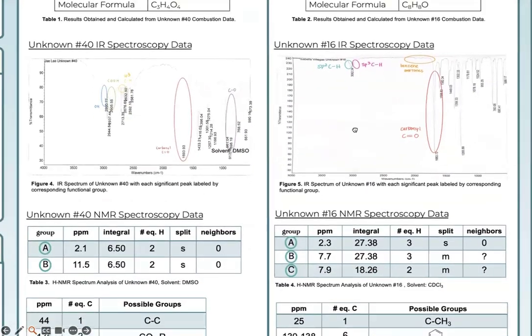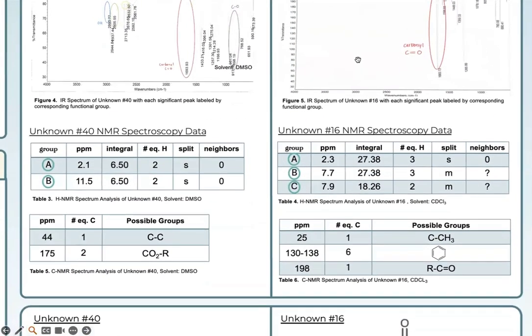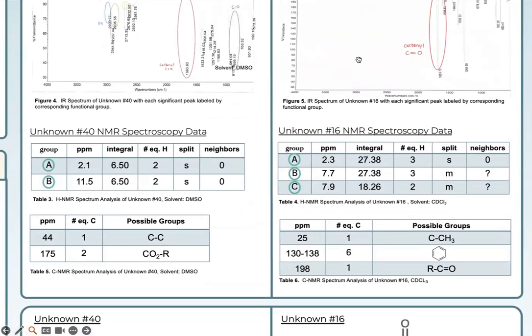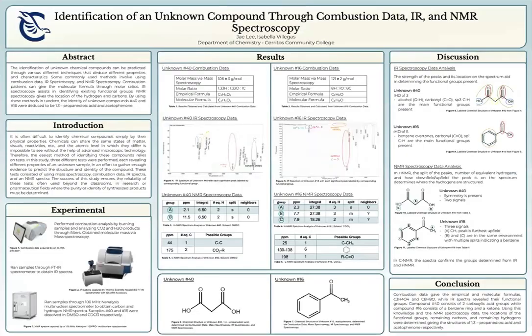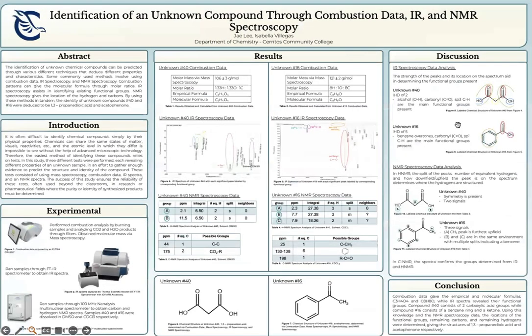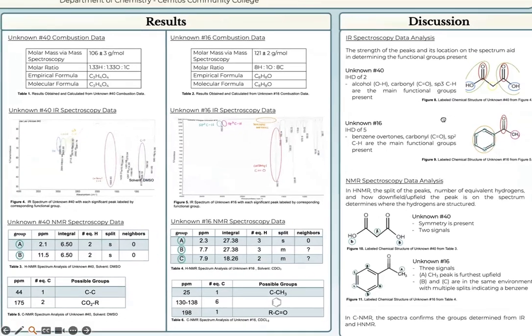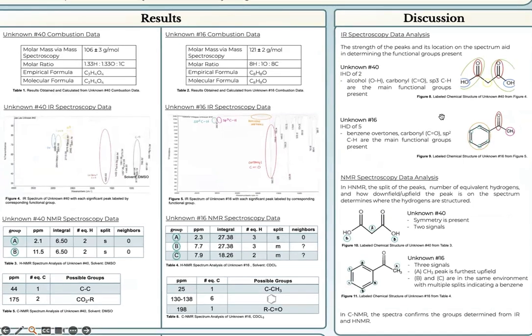And then finally, we looked at the NMR signals. There were two NMR spectra run, hydrogen NMR and carbon NMR. For compound number 40, there are two signals for each spectra, while compound 16 has three signals for each spectra. For context, NMR signals are interpreted based on the number of signals and their shifts. Hydrogens and carbons that are closer to electronegative groups will have a more downfield signal.